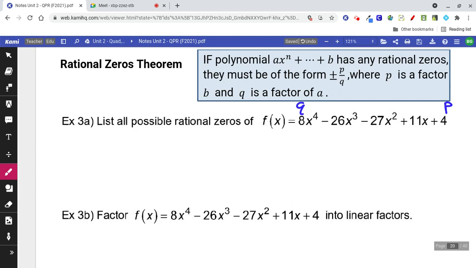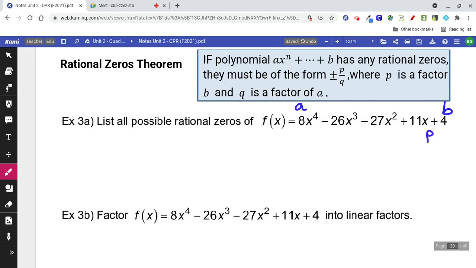All right? So if this polynomial has factors, it's going to be some version of factors of... no, I said that wrong. I'm sorry. This number is A, and this number is B. Okay? It's going to be some fraction that I can make out of B over A. All right? Those numbers. So first I have to find P.